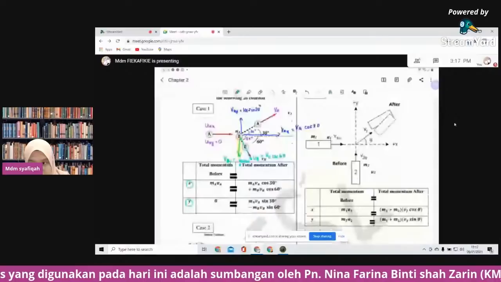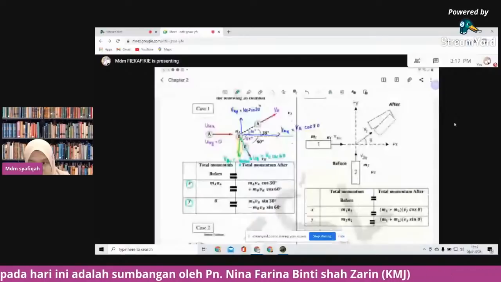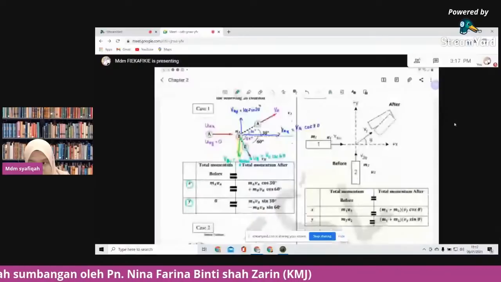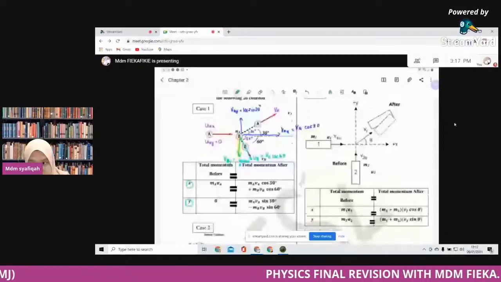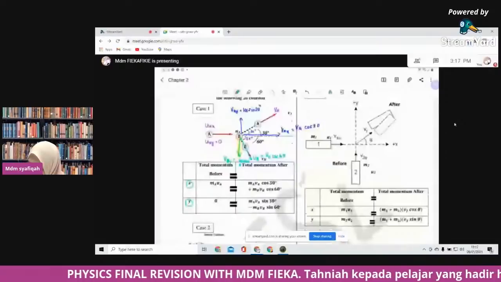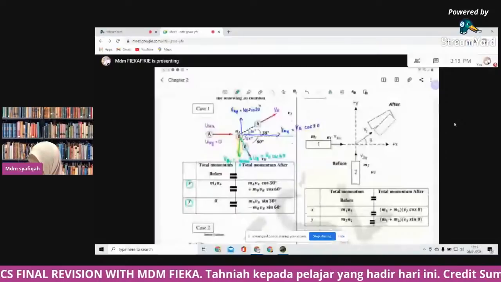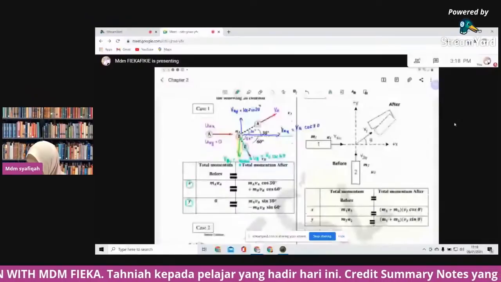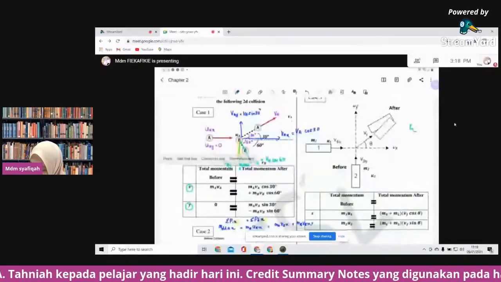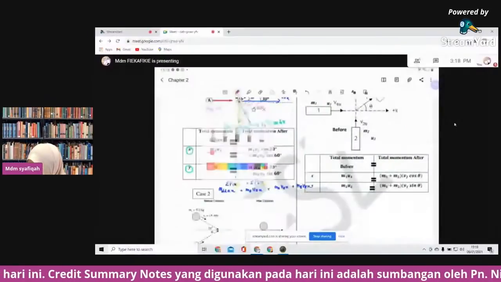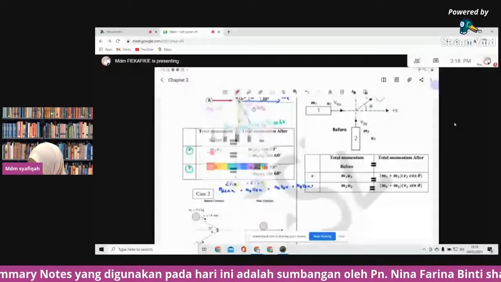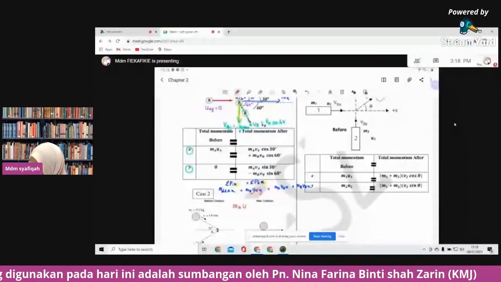So UB initial tak ada. UB initial dengan final, UB ini yang ni bergerak tak? Alamak, yang ni dia tak beritahu. Okay, kita consider tidak bergerak lah. So dia akan jadi kosong. Kena tengok pada soalan. So kosong. So kita pun tulis MA UAX equal to MA.